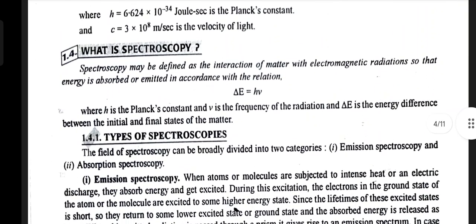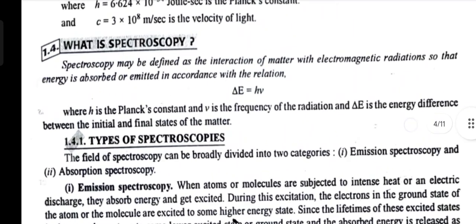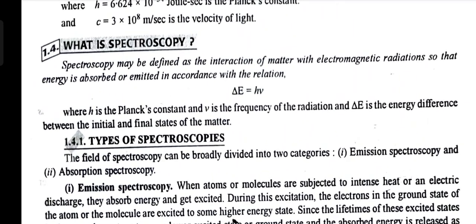What is spectroscopy? Spectroscopy may be defined as the interaction of matter with electromagnetic radiation so that energy is absorbed or emitted in accordance with the relation ΔE equals hν, where h is called the Planck constant, ν is the frequency of radiation, and ΔE is the energy difference between the initial and final state of matter. Now, types of spectroscopies.